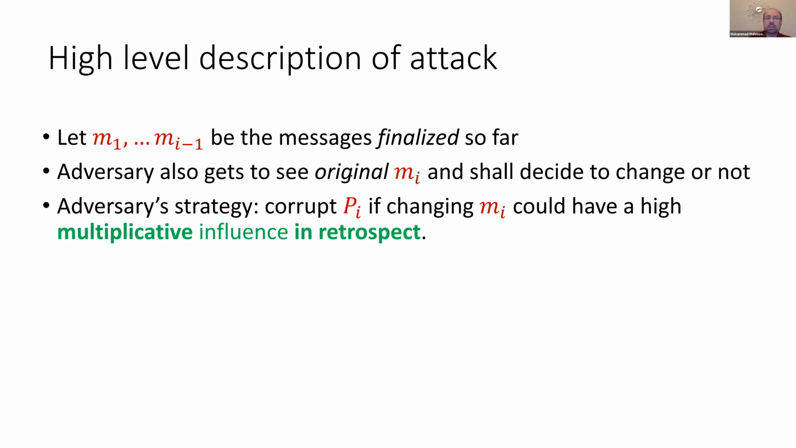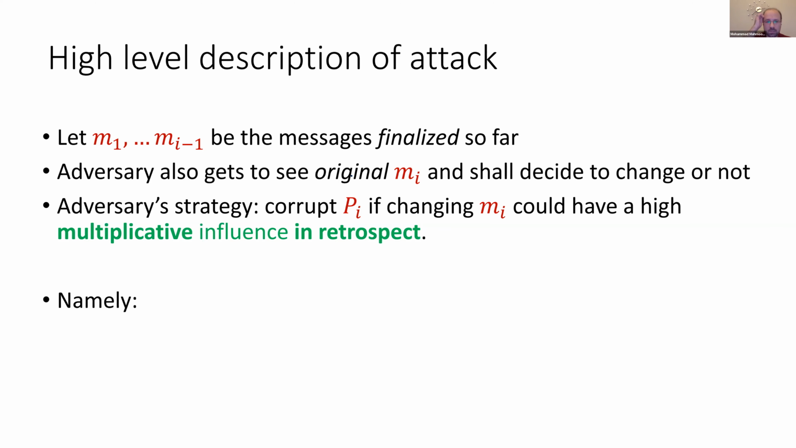And this knowledge is something that the adversary can leverage on and say, in retrospect, with the knowledge of M1 till MI, and conditioned on M1 till MI, how much do I get to increase the probability of MI by changing it to something else? And the key point is that we do it in a technically a multiplicative influence way.